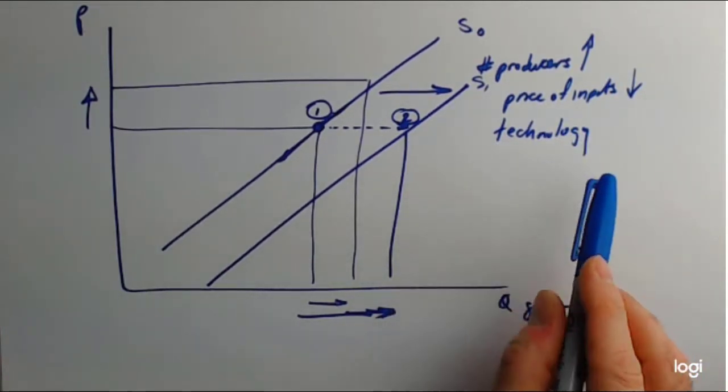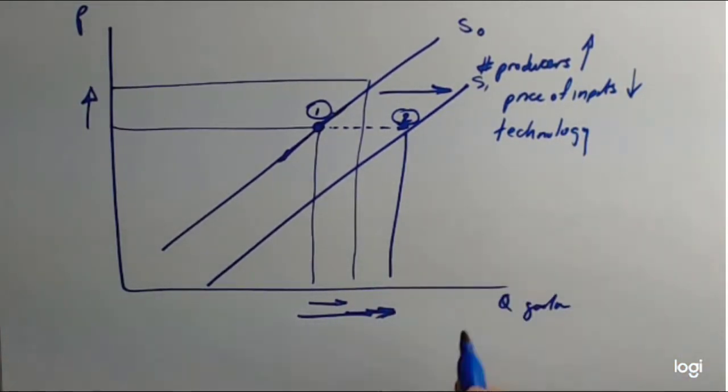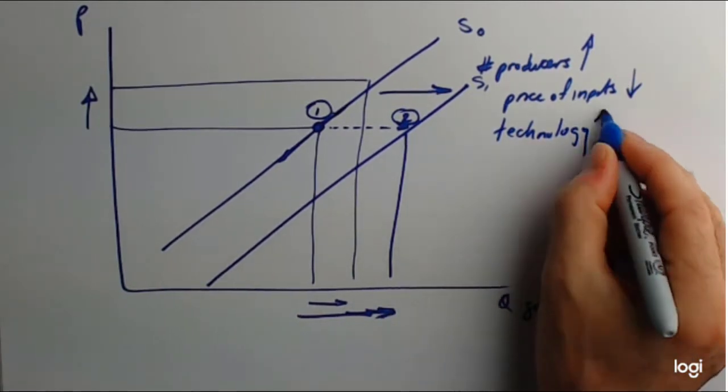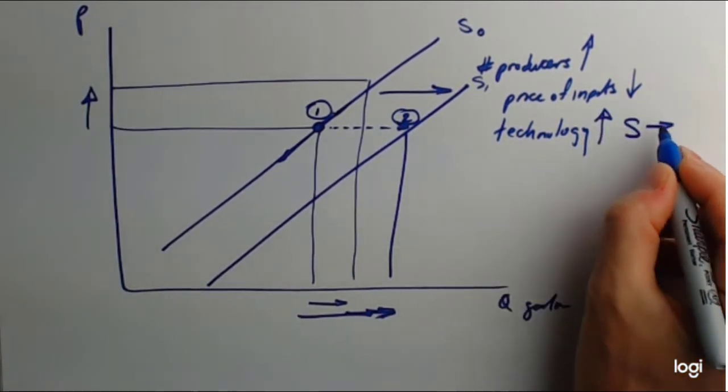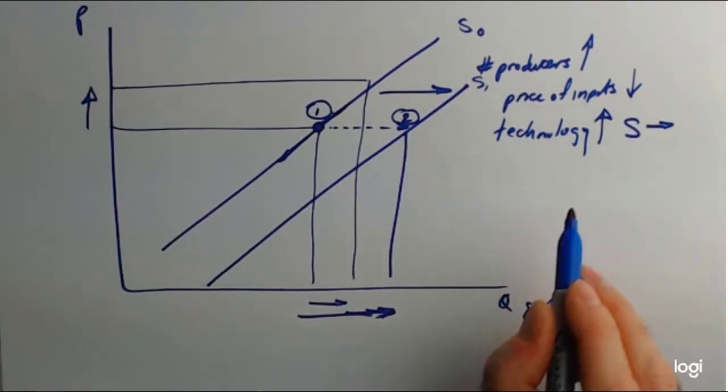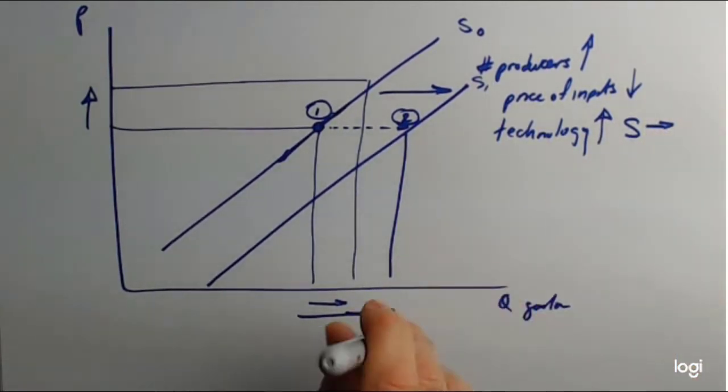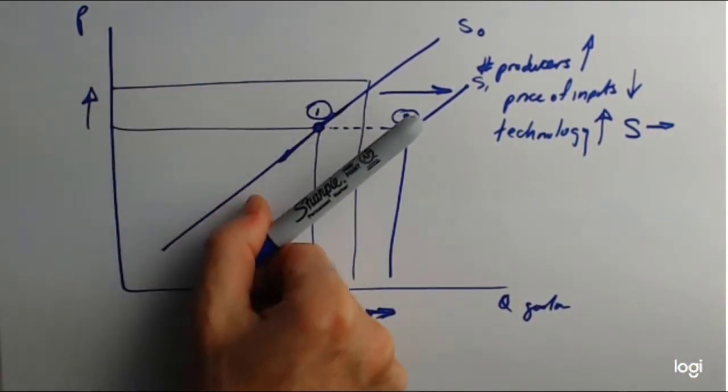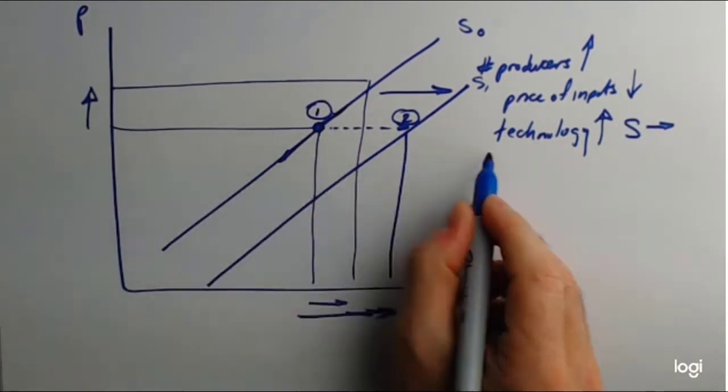So if you increase the technology or you increase productivity, then the supply curve is going to shift out. Sometimes we say up, but we've got to be careful here because up kind of means this way. So the supply curve shifts out to the right here.